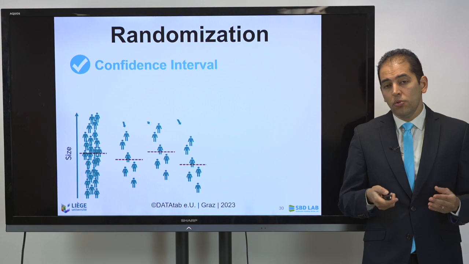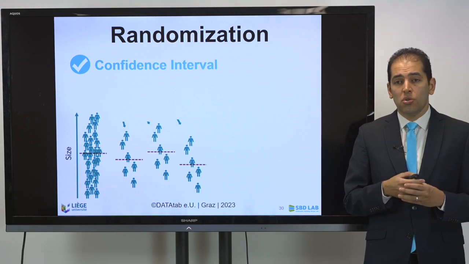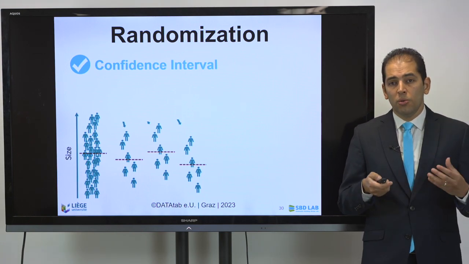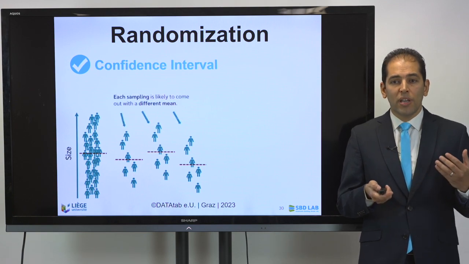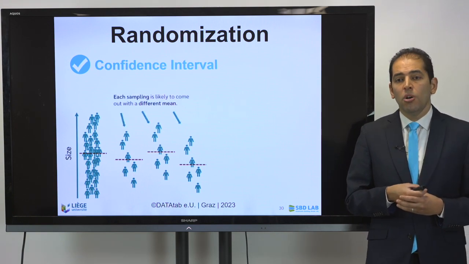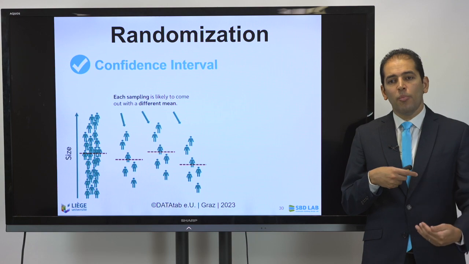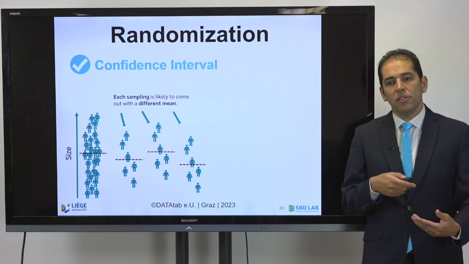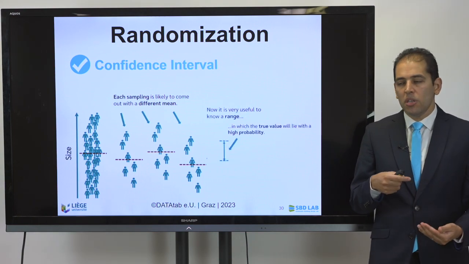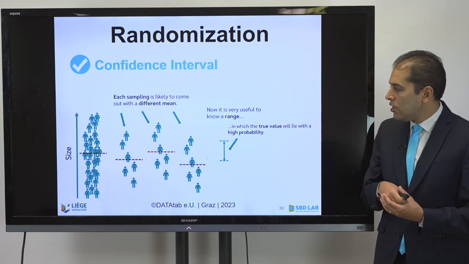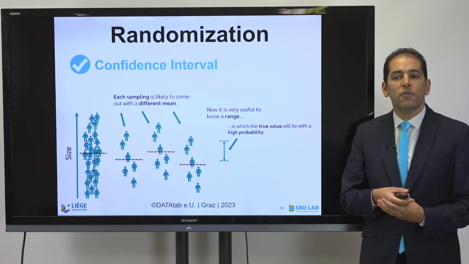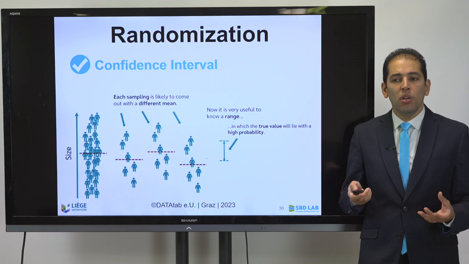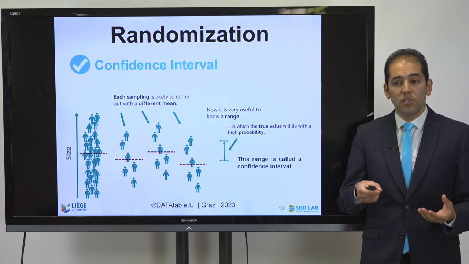Now, as I told you, randomization is so important in this process, so we will use randomization. We will need to calculate the confidence interval. We will need to conduct several samples, and every time we will calculate the mean. And once we have these means, we will calculate the overall range of the different means, and this will be the only way to calculate the confidence interval.